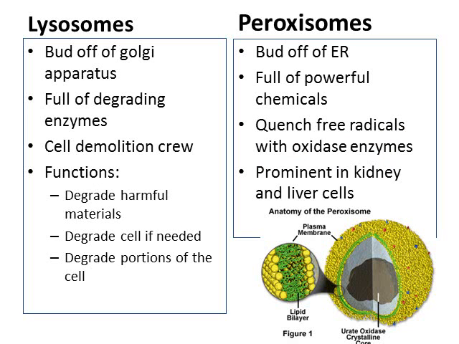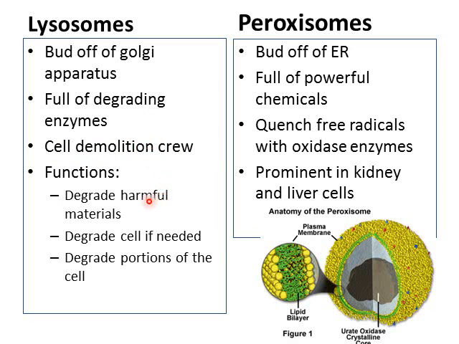So lysosomes and peroxisomes look very similar. The lysosomes bud off of the Golgi apparatus, okay, and they look like these little vesicles. And these are full of what we call degrading enzymes, so things like hydrogen peroxide, so lots of free radicals, pretty much. Hydrogen peroxide contains lots of free radicals. Okay, and if cells come into contact with these, it destroys that portion of the cell. Okay, and so the main function of these is it's kind of the cell demolition crew.